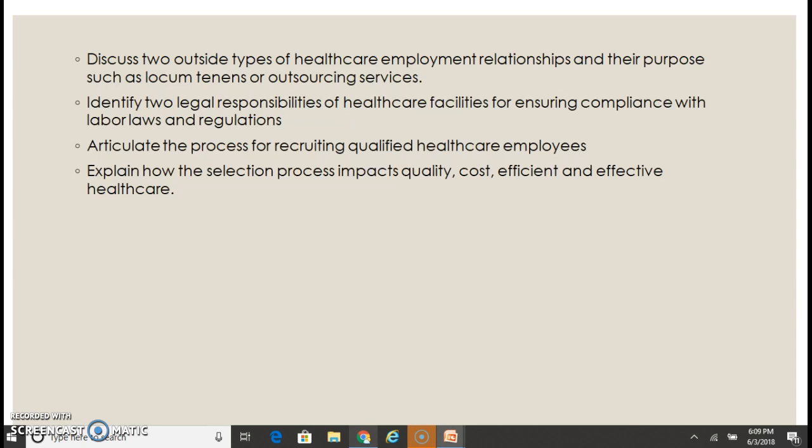We're going to identify two legal responsibilities of healthcare facilities for ensuring compliance with labor laws and regulations. We're going to articulate the process for recruiting qualified healthcare employees and explain how the selection process impacts quality, cost, efficiency, and effective healthcare for our consumers and our patients.